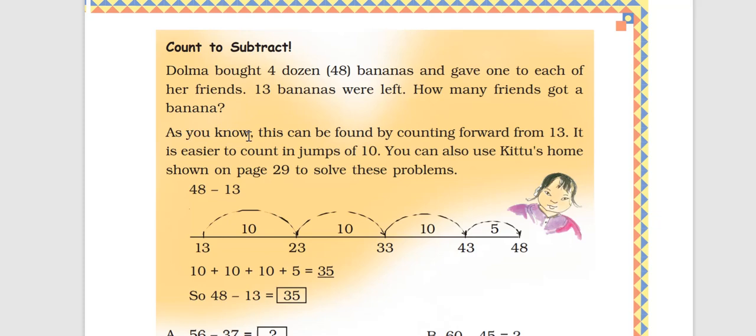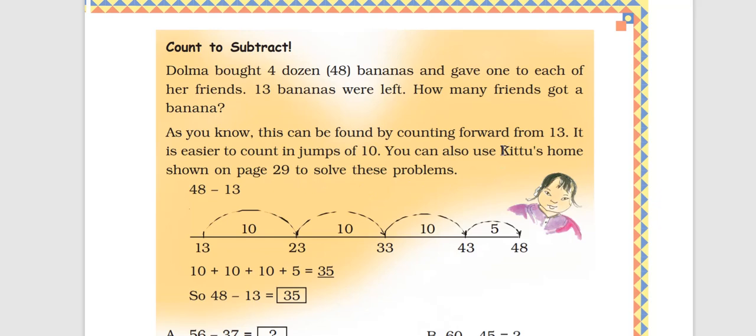As you know, this can be found by counting forward from 13. So you count up from 13, 14, 15, 16, 17, so on and so forth, up to 48. You'll get how many got a banana, right? Or it is easier to count in jumps of 10. You can also use Kittu's home, shown on page 29, to solve these problems.